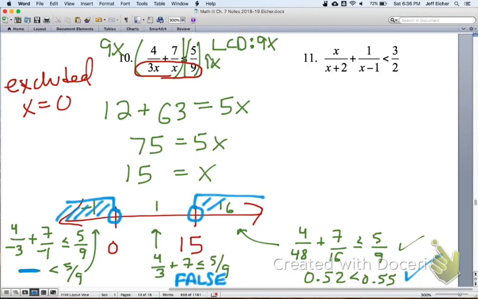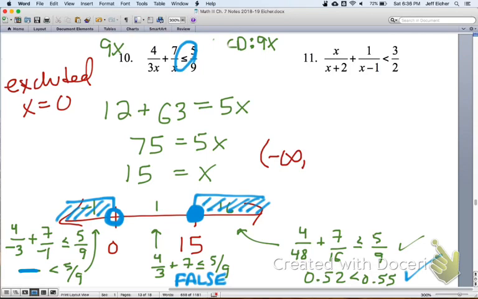Be careful though, way back at the beginning, we do have a less than or equal to, so our answer can equal 15. So I do want to shade in that point. I don't want to shade in this extraneous or excluded value. I would never want to do that. So you could write your answer as negative infinity to 0, both with parentheses, union bracket 15 to positive infinity.